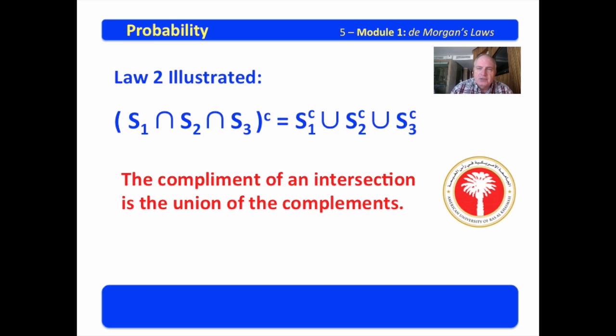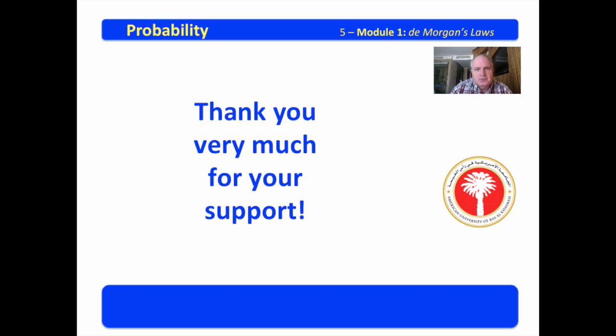Those laws are very similar because the complement of a union is the intersection of complements. The complement of an intersection is the union of the complements. You should be able to remember those rules.